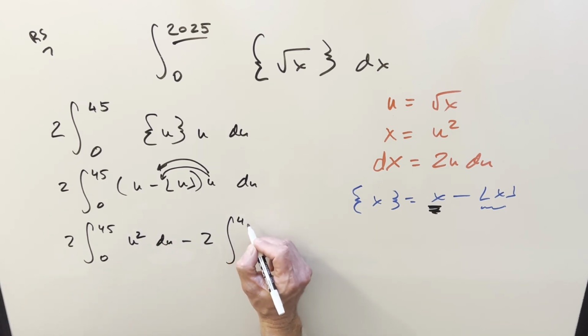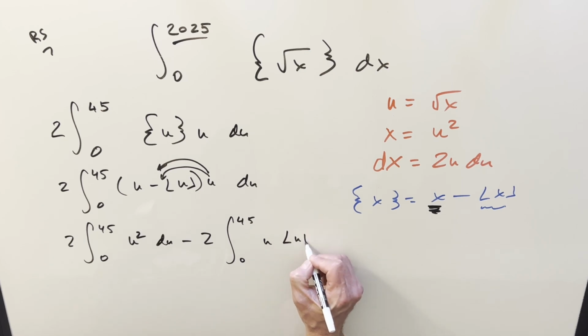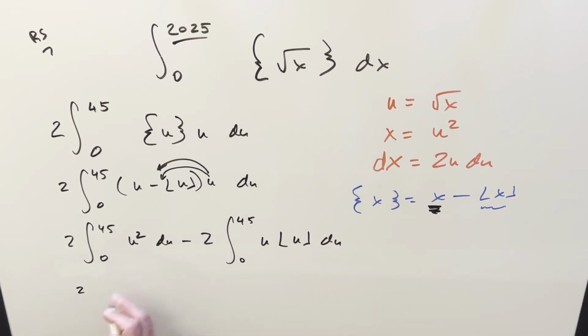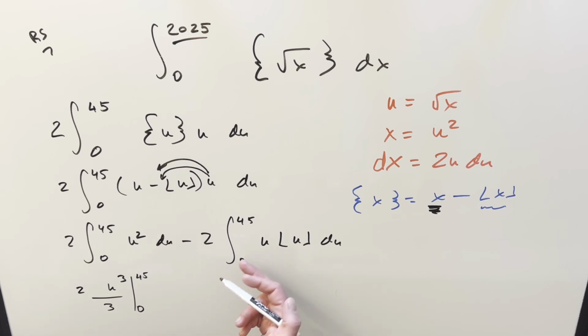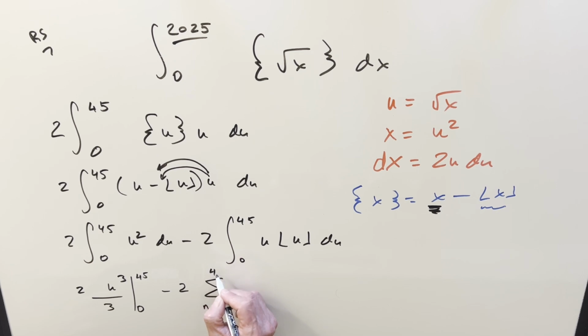This second integral is just u times floor function of u. For the first integral, we can just use the power rule: this is going to be u cubed over 3, evaluated from 0 to 45. Now for the second integral, we can split it up on integer bounds and turn it into a sum. I'm going to sum over n from 0 to 44, with each integral going from n to n plus 1. The first one lines up with a 0 there, and for the last one, when n is 44, we're going from 44 to 45.